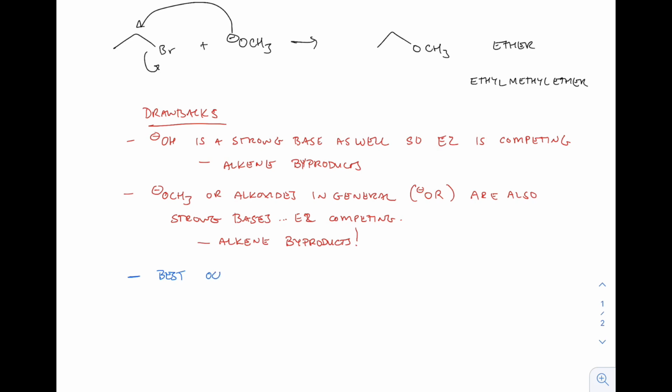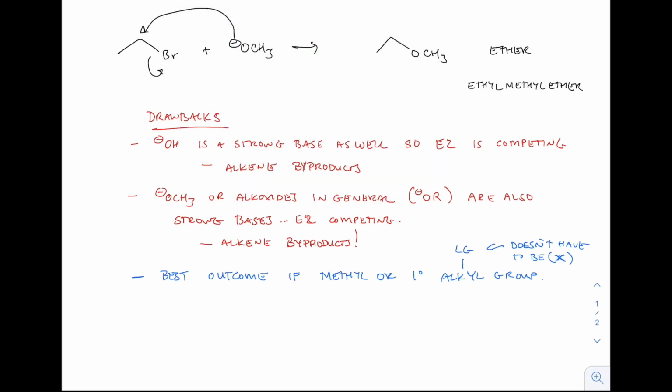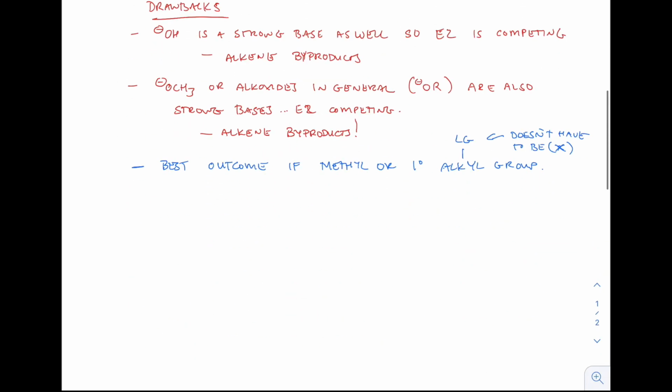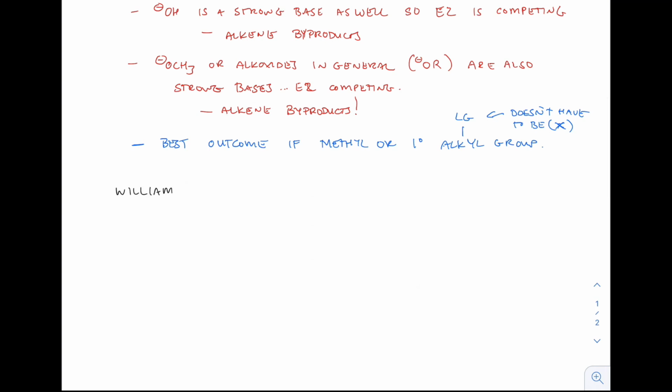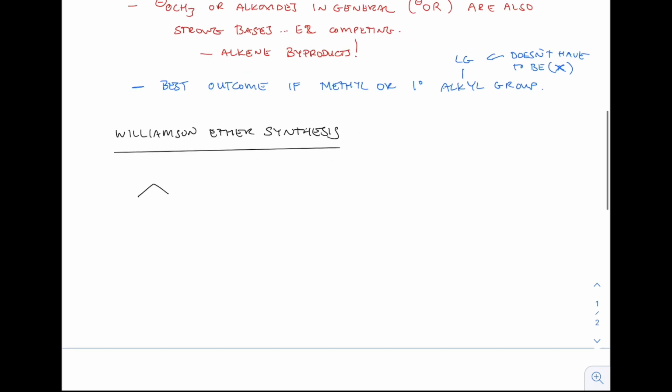And so the best outcome for this particular reaction is if we're going to have a methyl or a primary alkyl halide, right? Or an alkyl group. I say alkyl group because we can have any leaving group, and I want to make that very obvious to you. So this leaving group doesn't have to be a halide, right? It doesn't have to be X. It could be a variety of things. We've seen the list of good leaving groups, right? So substitute that in, okay? And so, yes, again, the best outcome for this particular reaction to make an alcohol or ether is going to be with a methyl or primary alkyl group with a good leaving group.